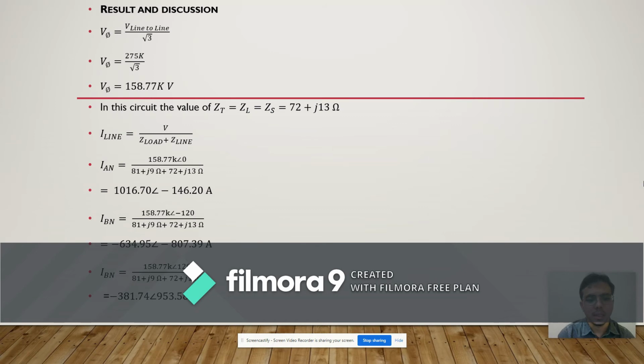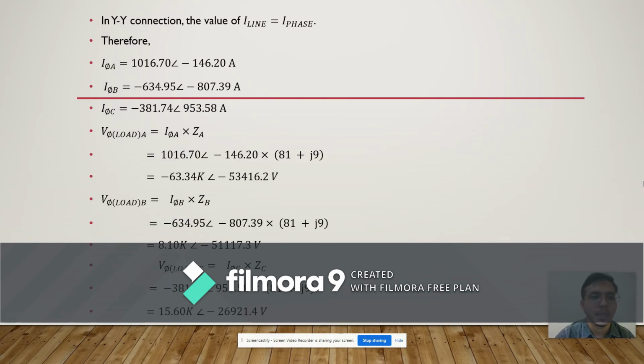Okay, I think there's something wrong here. This is not IBN for the lower part. That is for ICN. So ICN is equal to 158.77K degree 120 over 81 plus j9 plus 72 plus j13. And I get the value for ICN is negative 381.74 degree of 953.58 ampere. In Y-Y connection, the value of I line is equal to I phase.